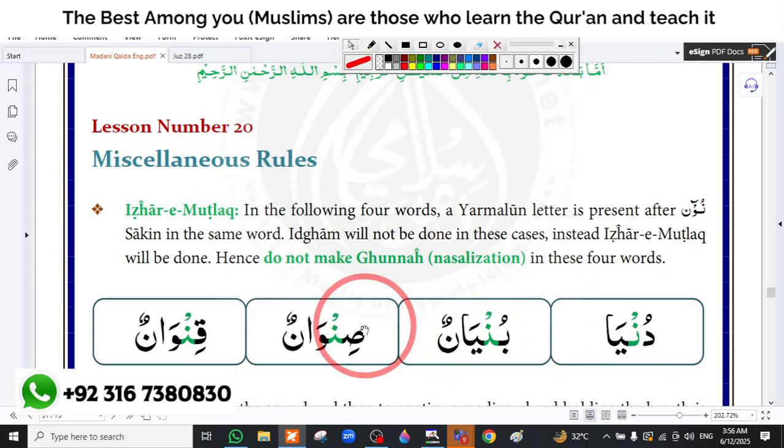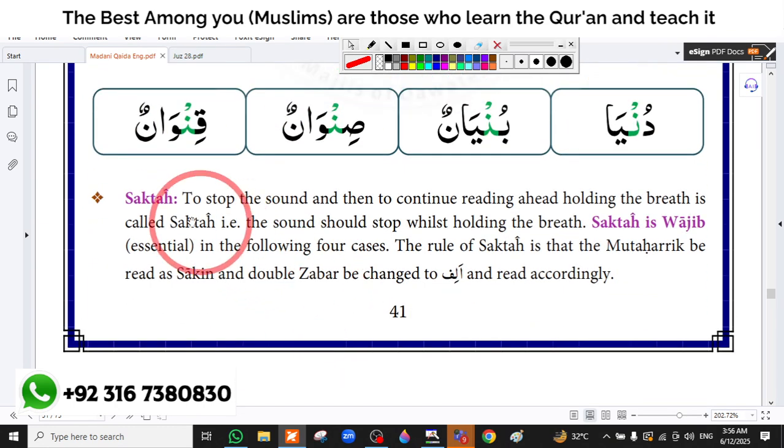Bunyan. Unwan. Unwan. You are reading very good, mashallah. Next is sakta. So what is sakta? Do you know? We have to stop the sound and continue reading without taking a breath.